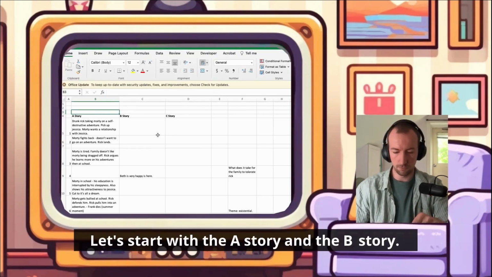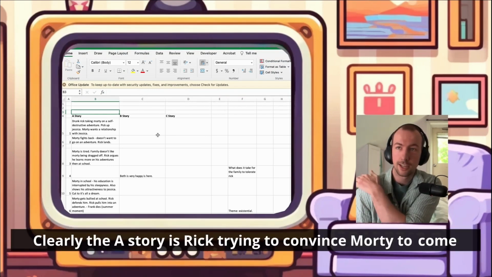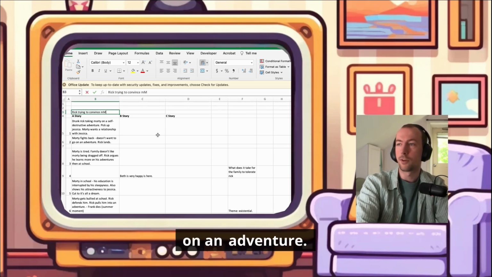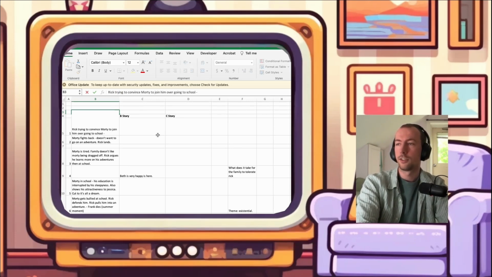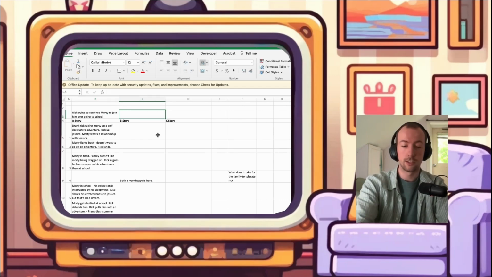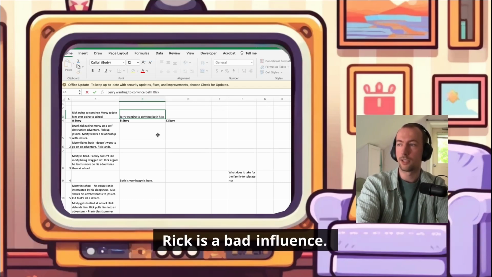Let's start with the A story and the B story. Clearly the A story is Rick trying to convince Morty to join him on an adventure over going to school. School education sucks anyway. Yeah, something along those lines. The B story is obviously Jerry wanting to convince Beth that Rick is a bad influence.